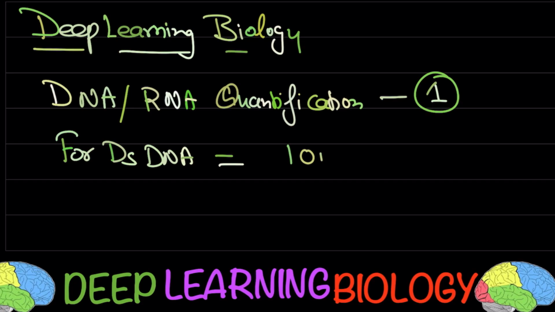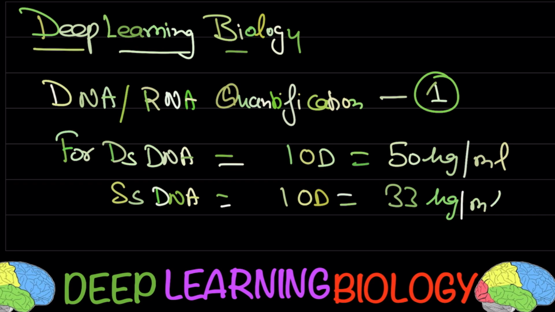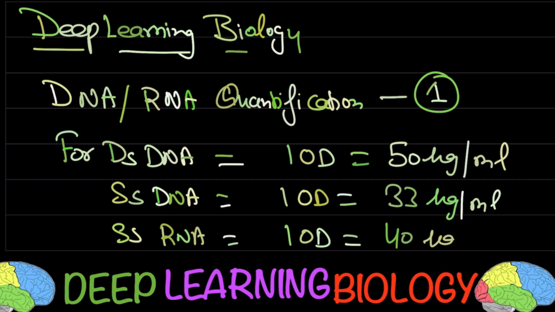1 OD is equal to 50 microgram per ml. For single stranded DNA, 1 OD is equal to 33 microgram per ml. And for single stranded RNA, keep in mind, 1 OD is equal to 40 microgram per ml. So these relationships we are going to use to quantify DNA.